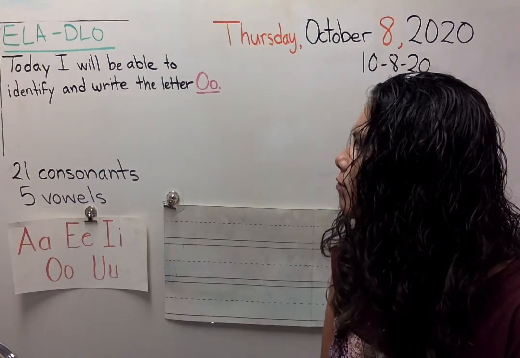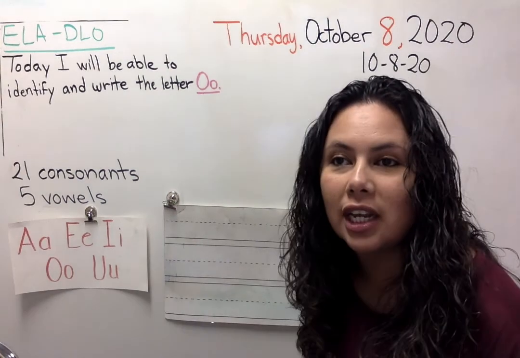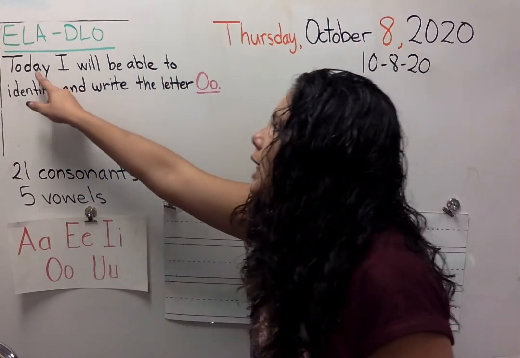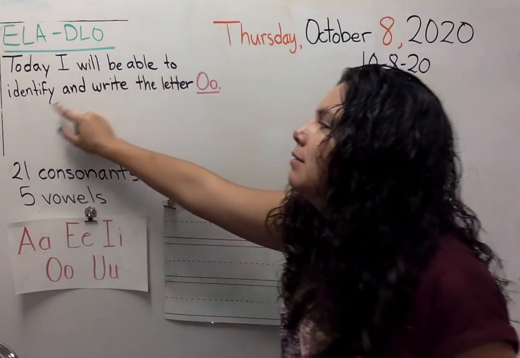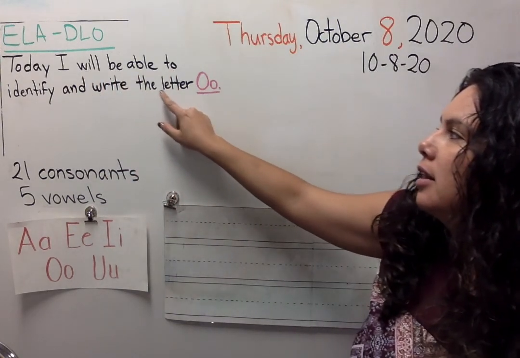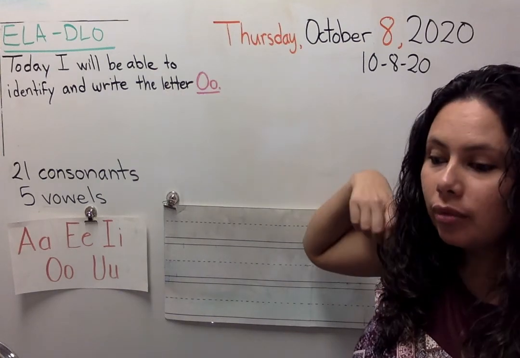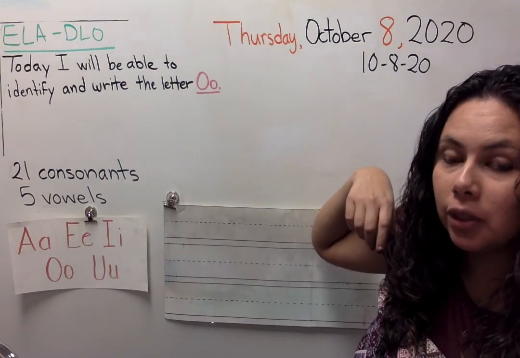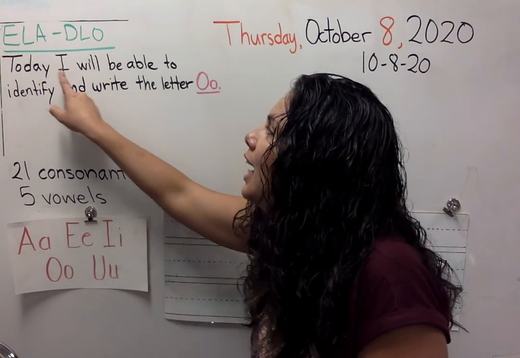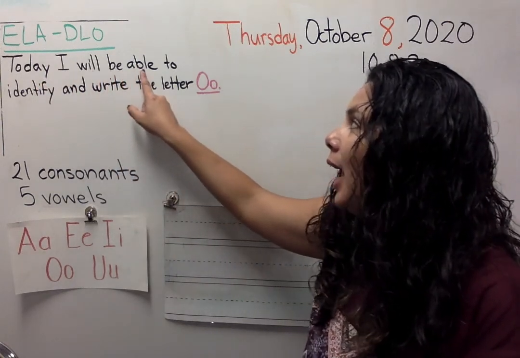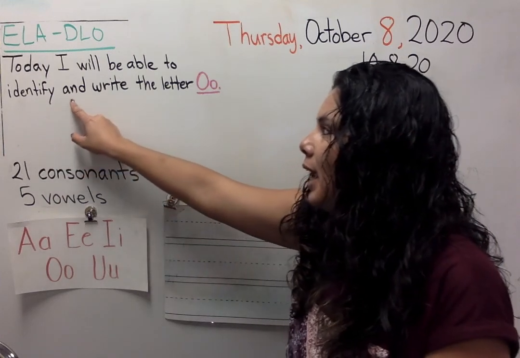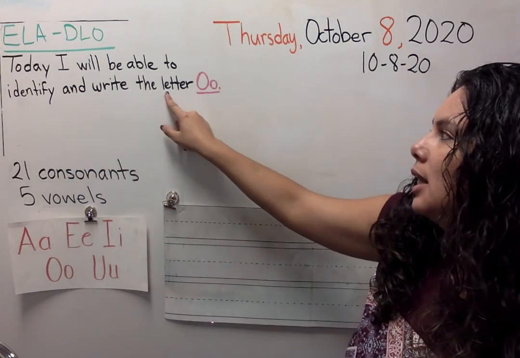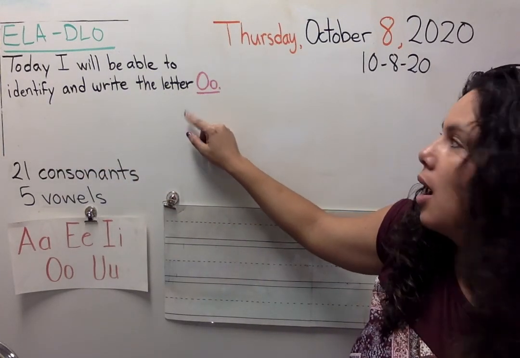Let's start with the first section, which is our ELA. Today, I will be able to identify and write the letter O. Now, read it with me as I point to each word, okay? Today, I will be able to identify and write the letter O.